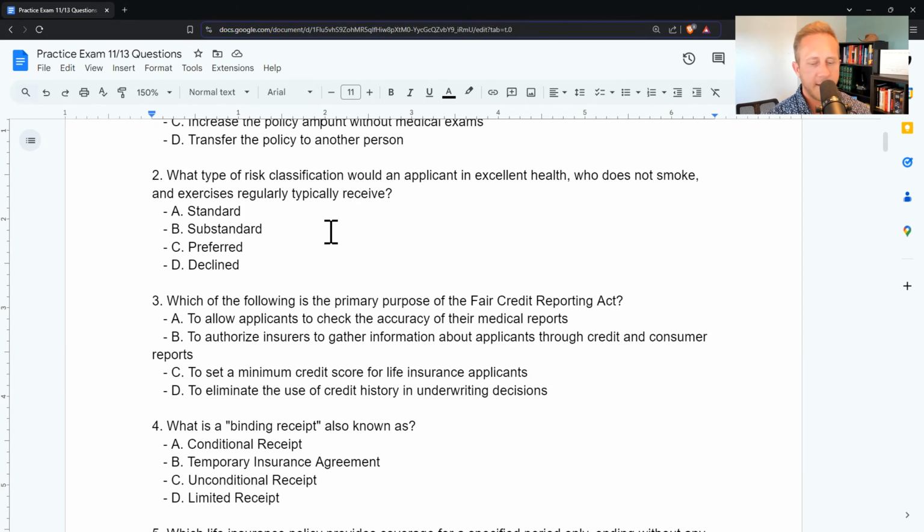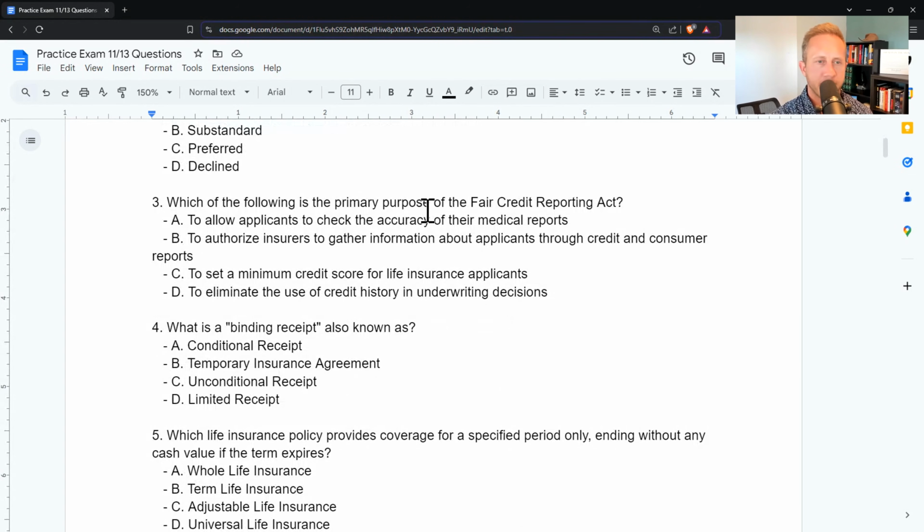The answer is C. So someone who is in excellent health, doesn't smoke, and takes care of themselves would normally receive a preferred rating. Standard is the average rating, so average health, and substandard is below average health, and declined is they are too much of a risk to the insurance company, they cannot get insurance.